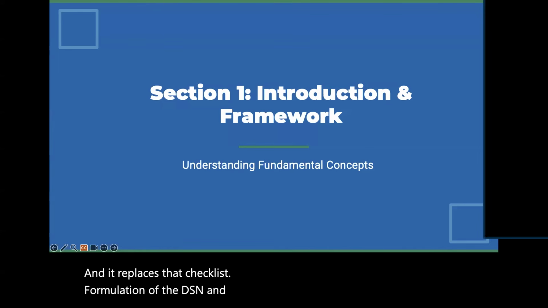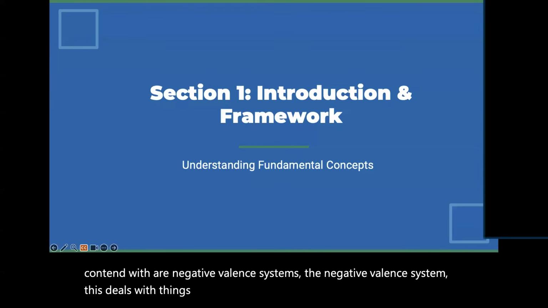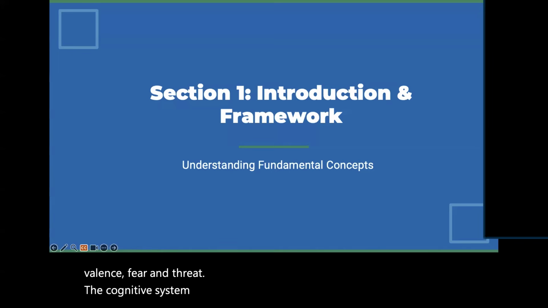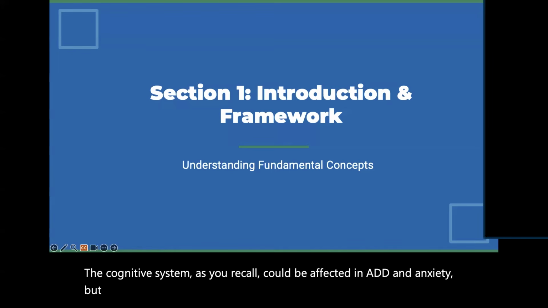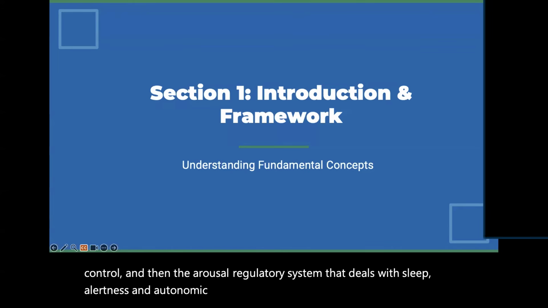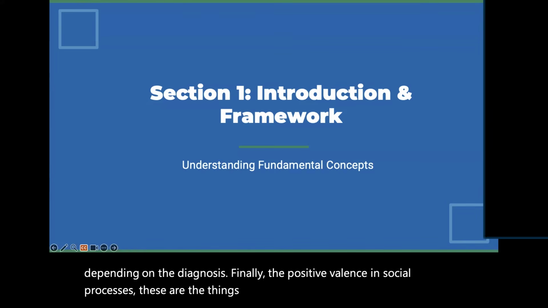And the three main systems we're going to contend with are negative valence systems. The negative valence system deals with things like fear and threat circuitry. So think negative valence, fear, and threat. The cognitive system, as you recall, could be affected in ADD and anxiety, but the cognitive system deals with attention, working memory, and control. And then the arousal regulatory system deals with sleep, alertness, and autonomic tone. So all of these can be interplaying depending on the diagnosis. Finally, the positive valence and social processes, these are the things that govern reward and attachment.